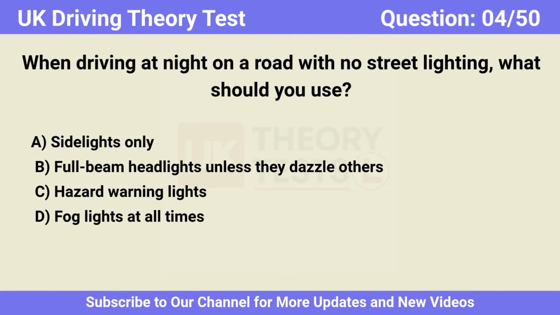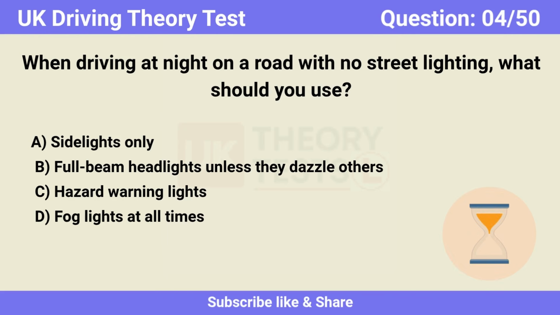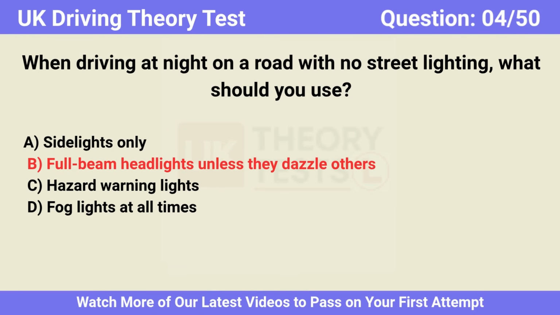When driving at night on a road with no street lighting, what should you use? A. Side lights only. B. Full beam headlights unless they dazzle others. C. Hazard warning lights. D. Fog lights at all times. Correct option is B. Full beam headlights unless they dazzle others.